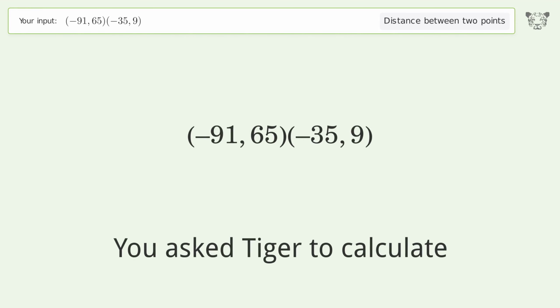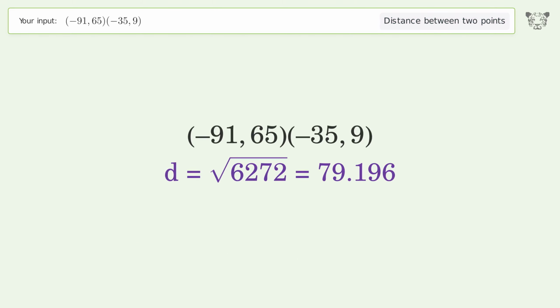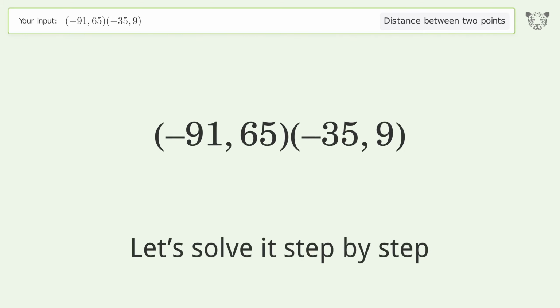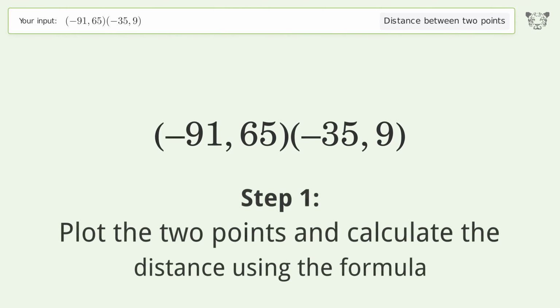You ask Tiger to calculate. This deals with the distance between 2 points. The distance between the 2 points is the square root of 6,272, or 79.196. Let's solve it step by step. Plot the 2 points and calculate the distance using the formula.